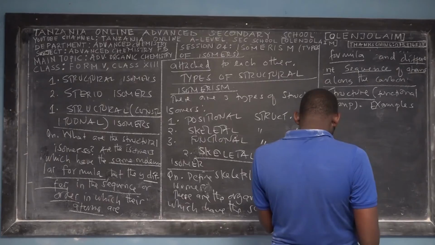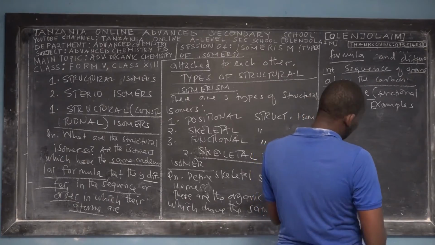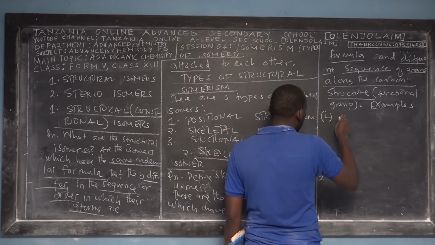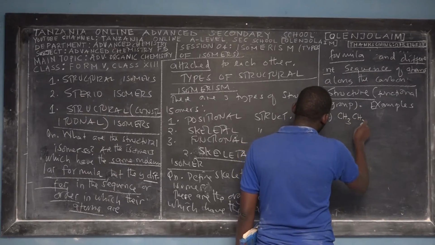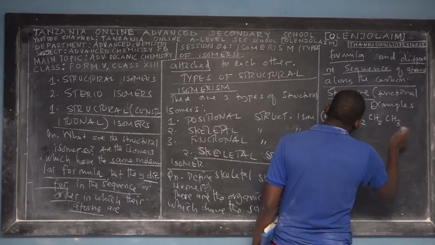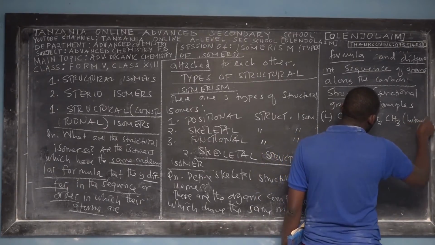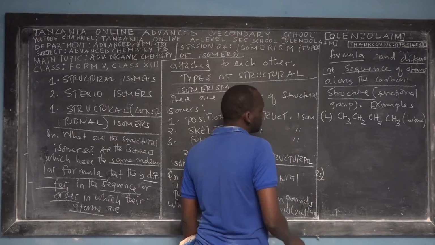I have 3 examples of skeletal isomers which are very interesting for you, and they are simple for you to understand. The first one, we say that in case that we have a compound which is called butane, right? So this is called what? Butane. Okay? So it's open chain, right?